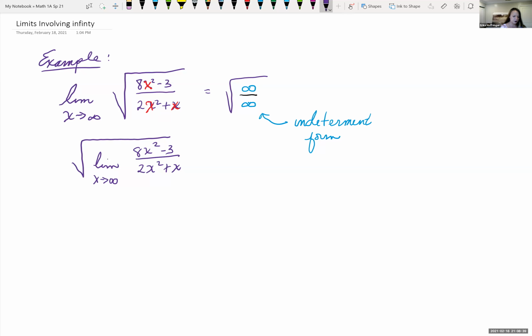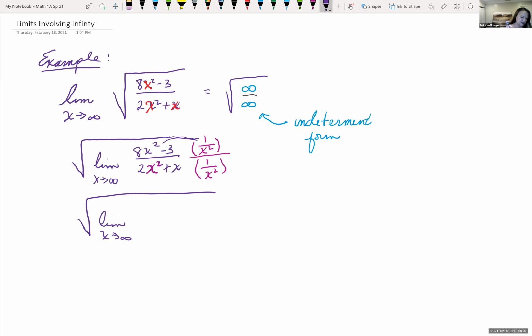But we can use one of our tricks from yesterday, where we multiplied by the fancy one, or another way to think of it is dividing every single term by the variable raised to the highest power in the denominator. If we look at our denominator, that is x squared. So we're going to divide every single term in the numerator by x squared and every single term in the denominator by x squared. And so we get the square root of this limit as x is approaching infinity.